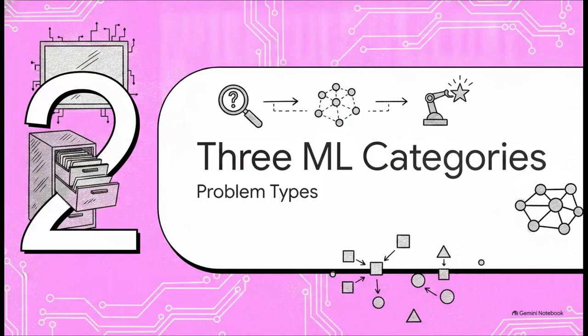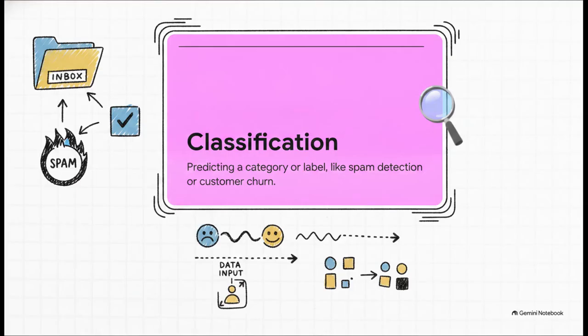Moving on to Section 2, three machine learning categories. To use this library effectively, we need to set up a mental filing cabinet for the kinds of problems it can actually solve. First up in that cabinet, classification. Here, your goal is to predict a specific category or label. Think of distinct groups or binary outcomes. Like you want to automatically identify if an incoming email is spam, or maybe predict whether a user is about to cancel their subscription or stay loyal.